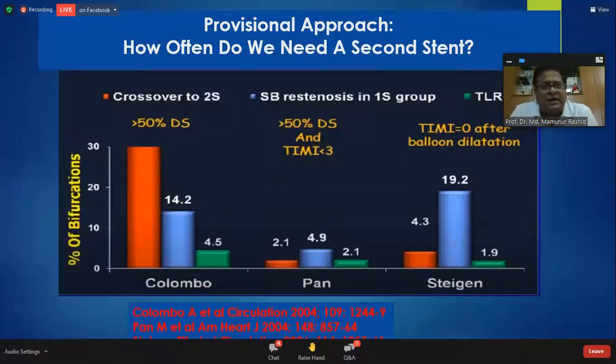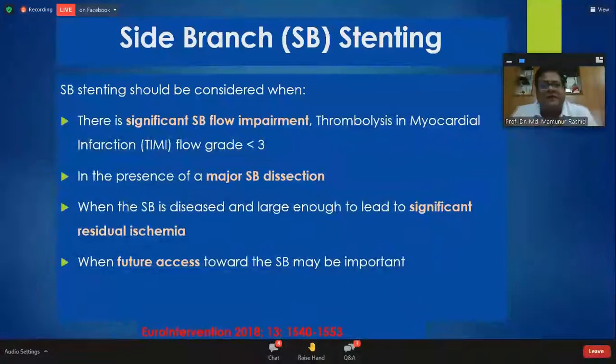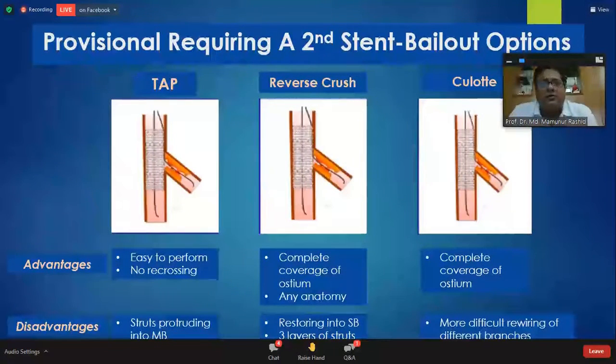Colombo et al. show that around 30% of cases needed a second stent, but others like Penn et al. show a lesser number of second stents needed in the case of the provisional stenting strategy. Side branch stenting is needed when there is significant side branch flow impairment, that is less than TIMI grade 3, in the presence of a major side branch dissection, when the side branch is diseased and large enough to lead to significant restenosis, or when future access to the side branch may be important.